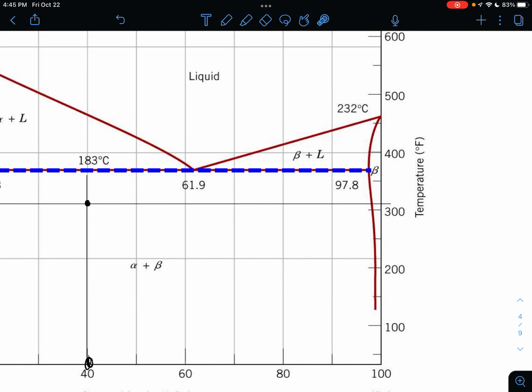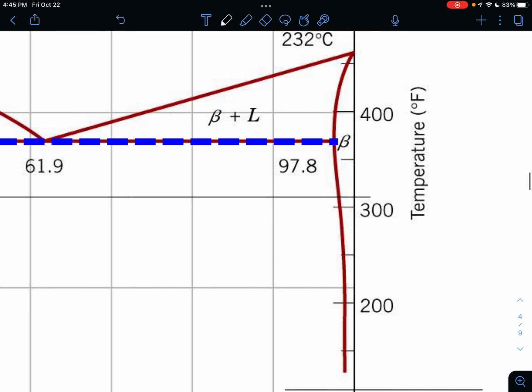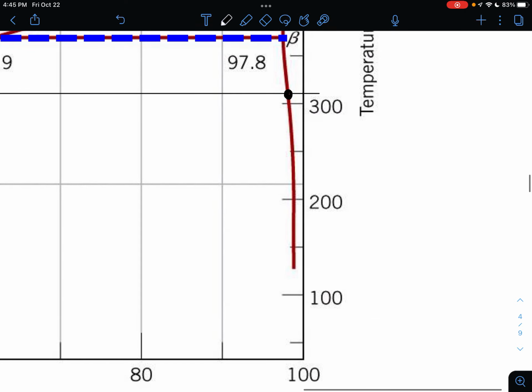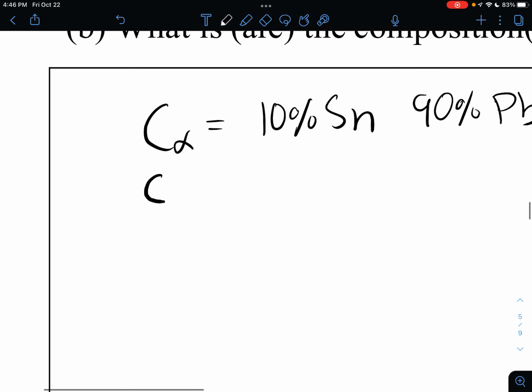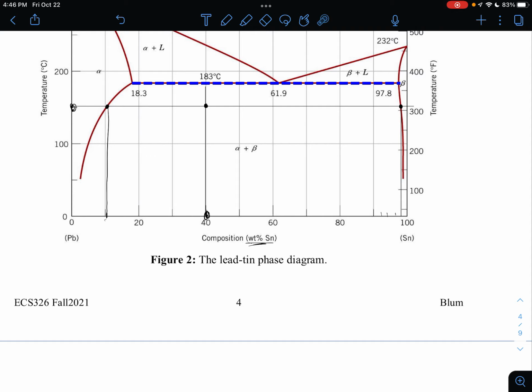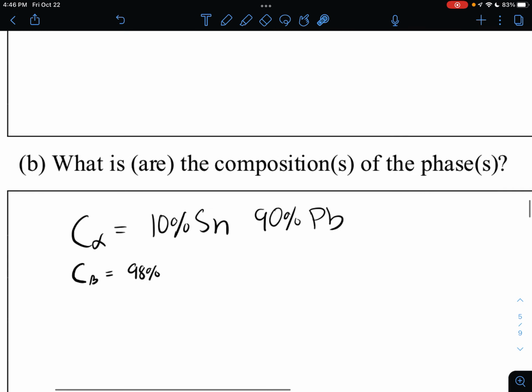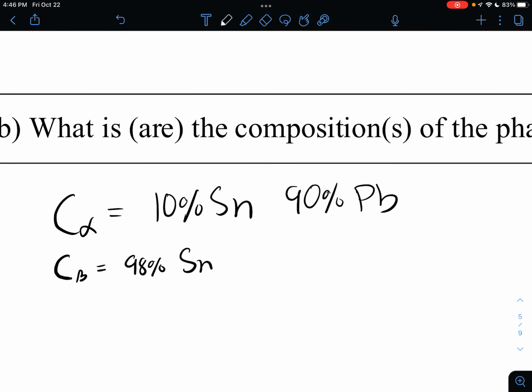Now we do the same thing for beta, where we follow the line all the way over to the other side, to where it intersects with our beta region. We drop that line down to the axis, and we can eyeball that and say it's about 98-ish. 98%. That's our C beta. Since we're still looking at this same axis, the weight percent tin, that's going to give us 98% tin, and then our complementary percent, 2% lead.